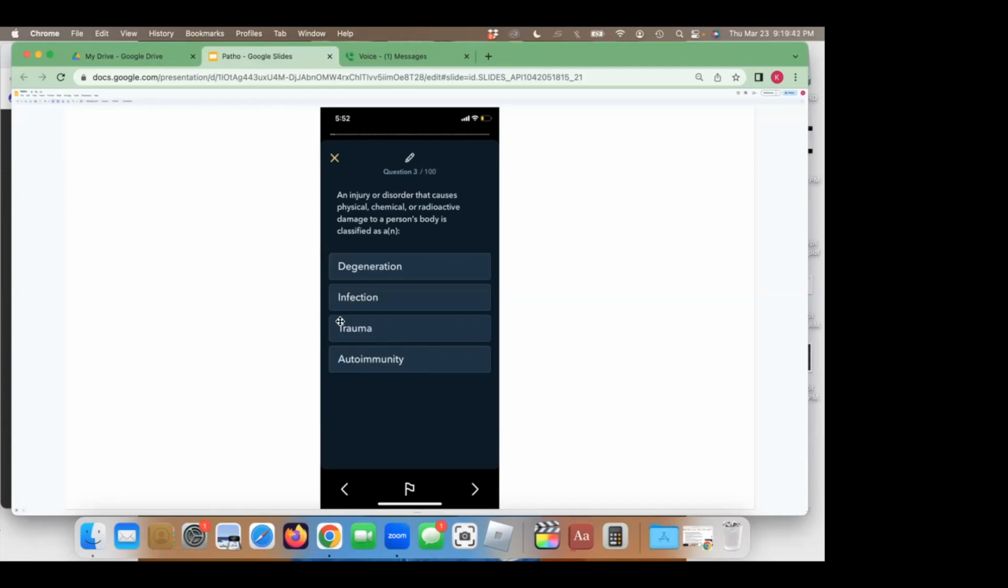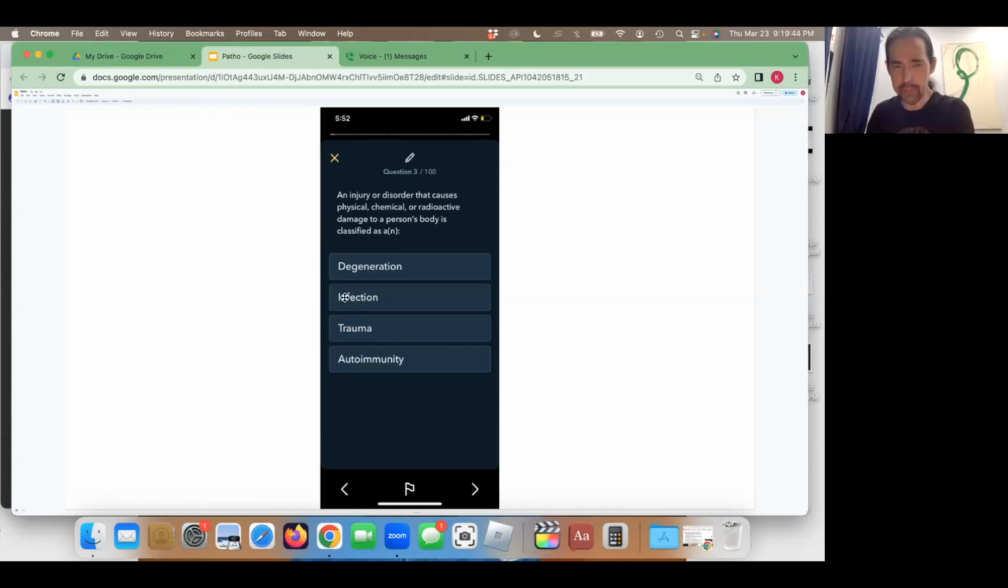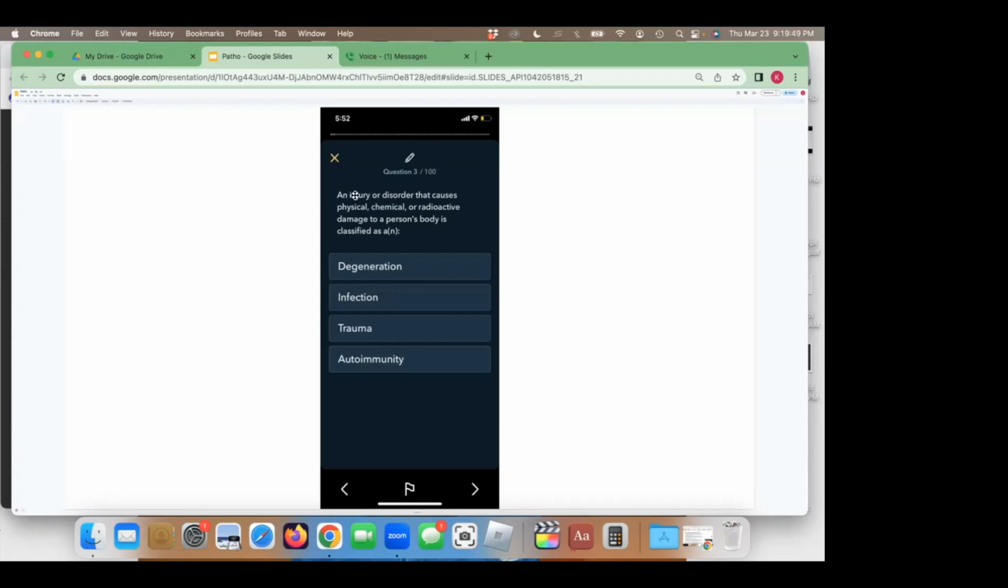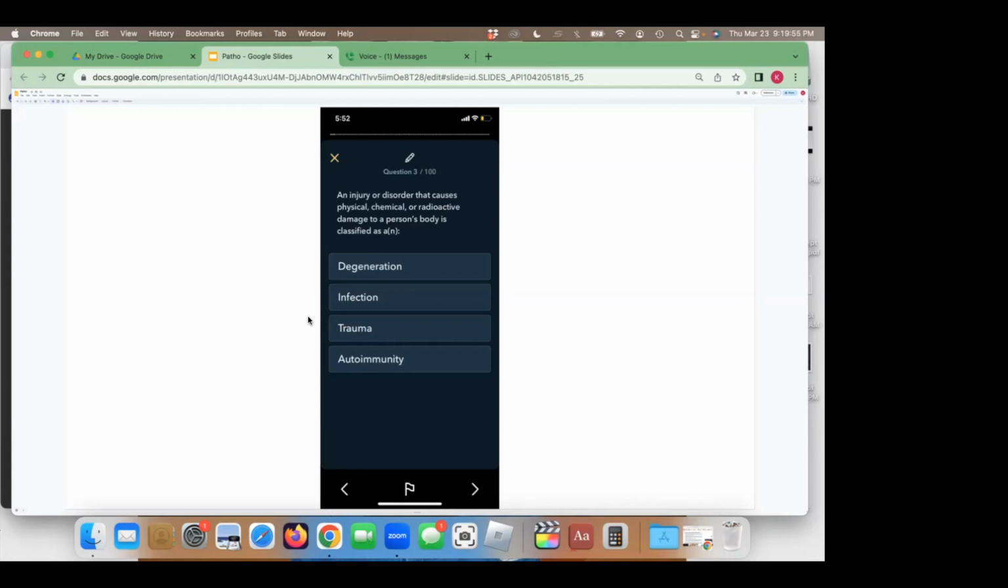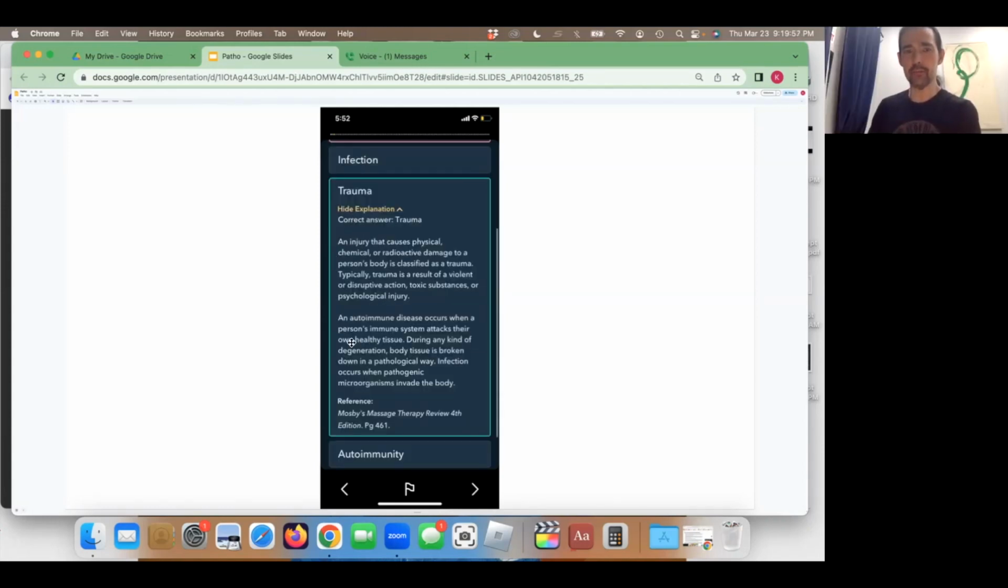Mhm. I'm going to go with trauma or infection, right? Yeah. I think degeneration happens as a result of injury or disorder. And I'm going to go with trauma. Yeah, trauma. So let's see how they differentiate between these.